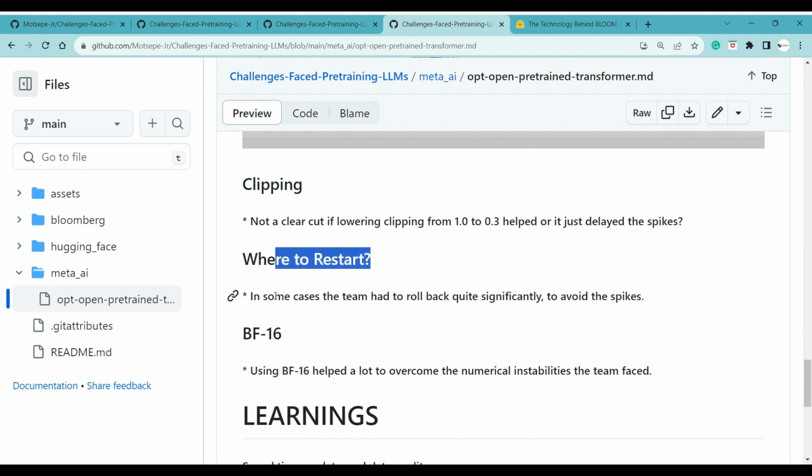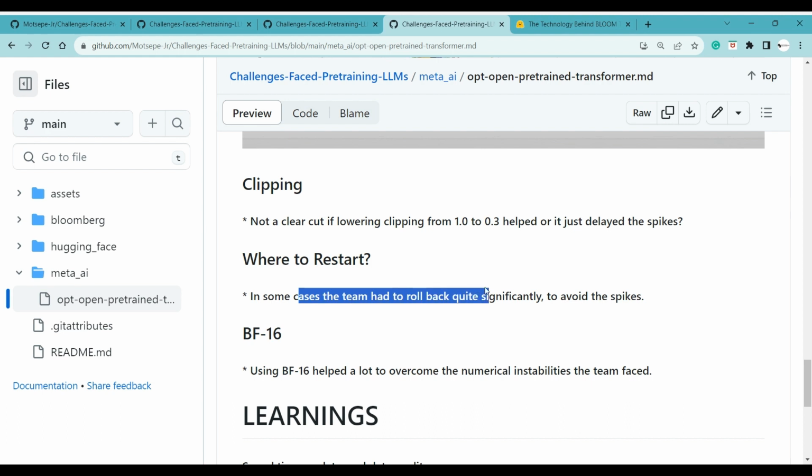Where to restart? This is quite important: how to roll back. Let's say you see that you had that spike, and now you have to roll back to start your training again. They said that rolling back quite significantly to avoid these spikes had a major impact. So it's very important that you take that into consideration.